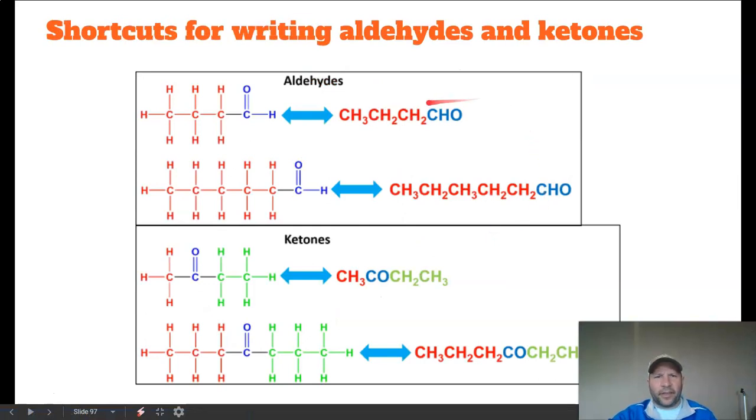Shortcuts for writing aldehydes and ketones. If we look here, we got a CH3, a CH2, a CH2, but then at the end, we put a CHO. That's what that's all about. So if you see a CHO at the end of a condensed molecule, that means there's an aldehyde there. There's another one right there.